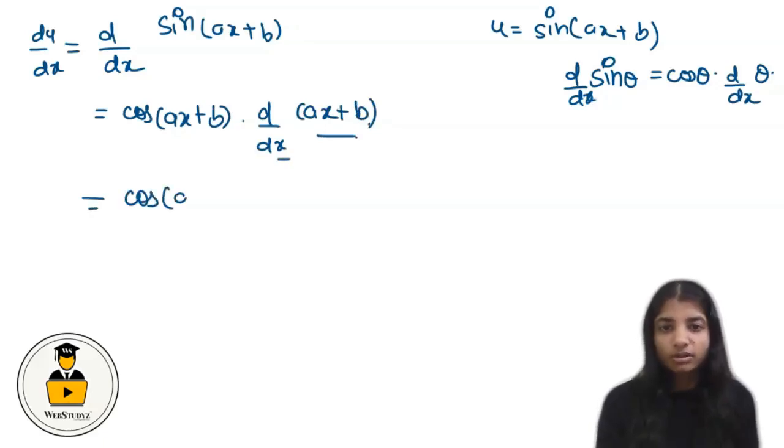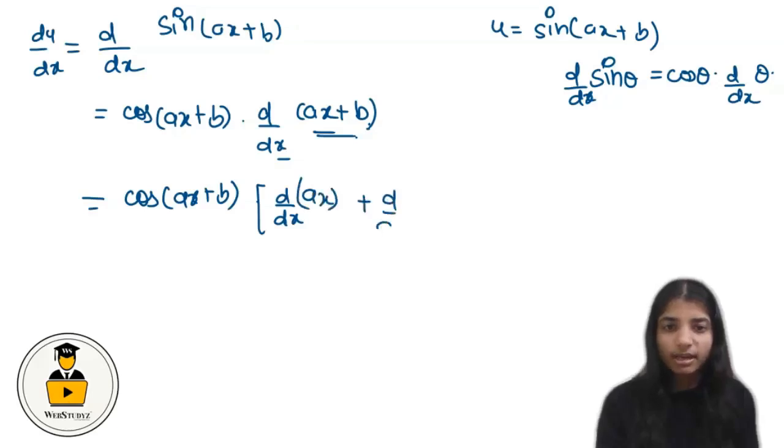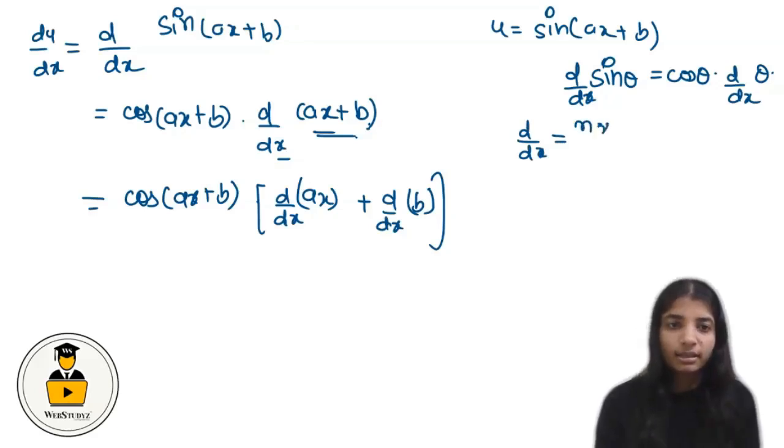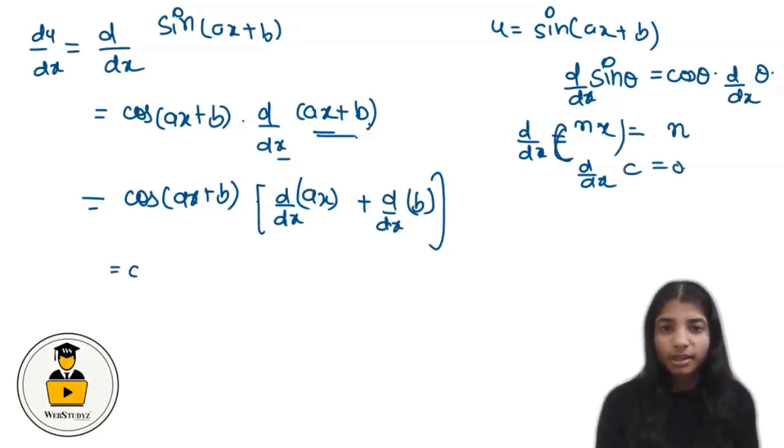So we can write this as cos(ax + b) multiplied by d/dx of ax plus d/dx of b, as we can find the differentiations separately. Now d/dx of nx is equal to n, and d/dx of a constant is equal to 0. So this becomes cos(ax + b) multiplied by d/dx of ax, which is a. So this is equal to a cos(ax + b).